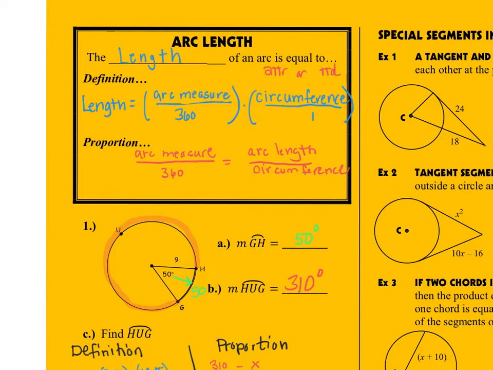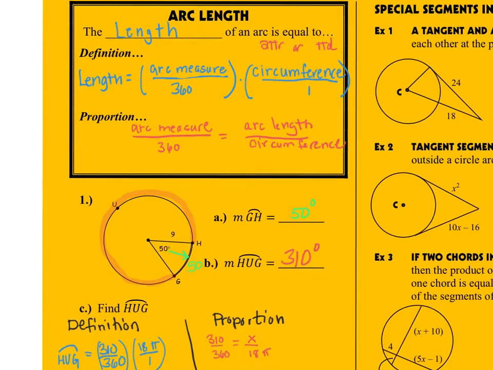Now, if we were to move this definition into a proportion, what it would look like is the arc measure over 360, that would still be this part here, is equal to the length of the arc divided by the circumference. So basically, from the definition to the proportion, what we have done is divide by the circumference, and so the circumference is underneath the arc length. And we're going to be able to see that each of these, the definition and the proportion, gives us the same answer. So let's look at some examples here.